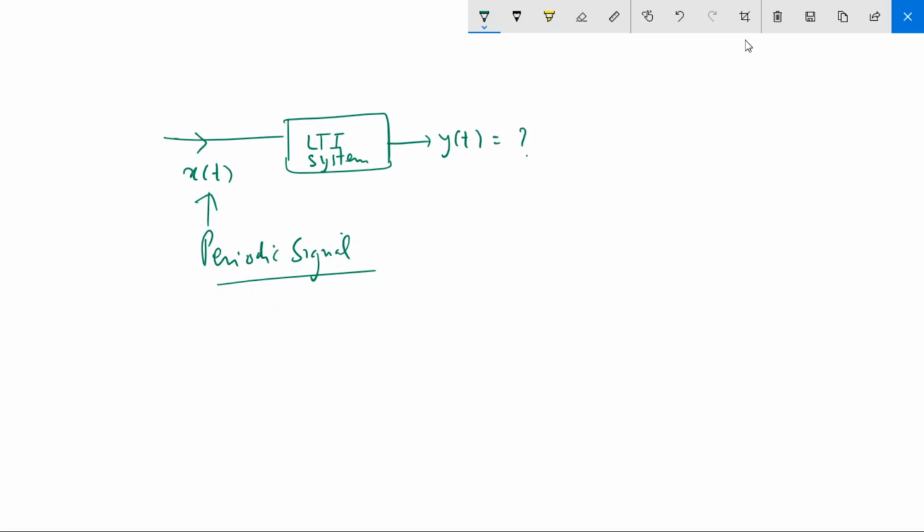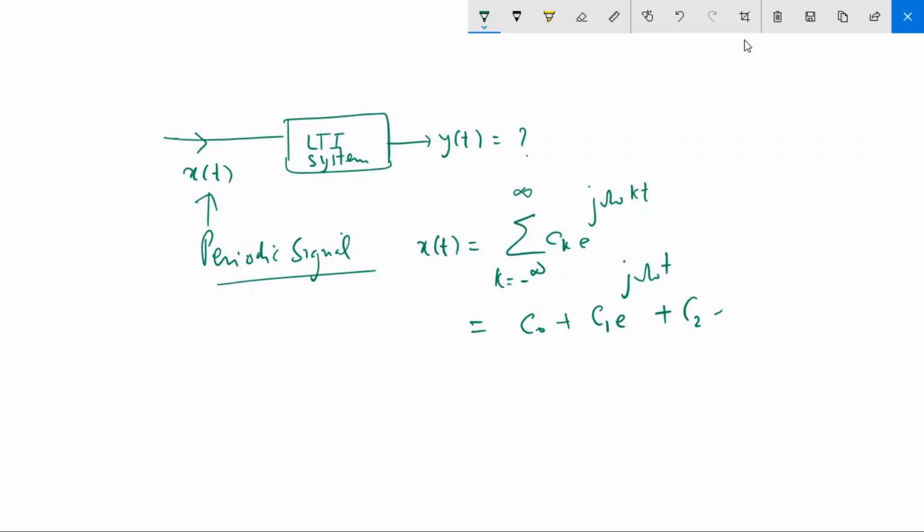Okay, so you can again take the help of complex exponentials, because if the signal is periodic, I can write x(t) in terms of its Fourier series. It means I have decomposed this signal in terms of a series like this: c0 + c1 e^(jω0t) + c2 e^(j2ω0t) + and so on.